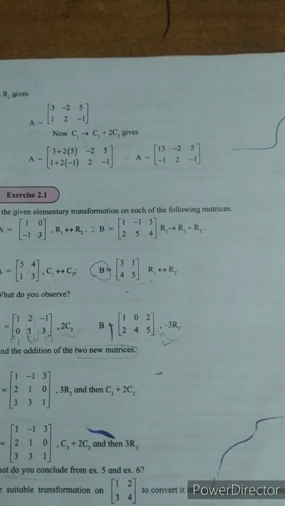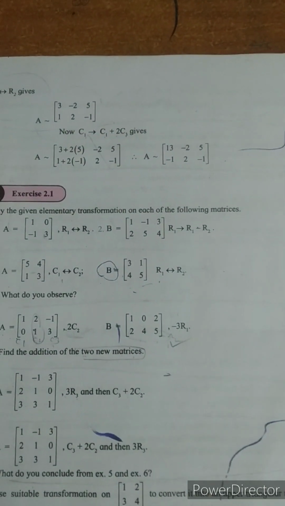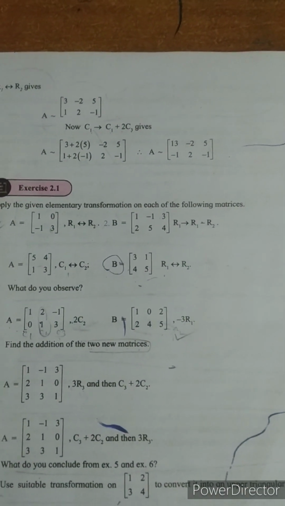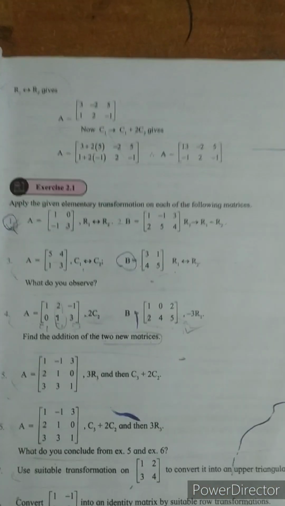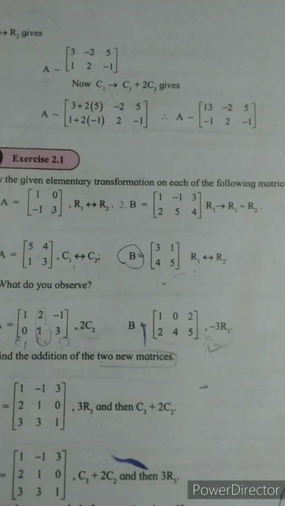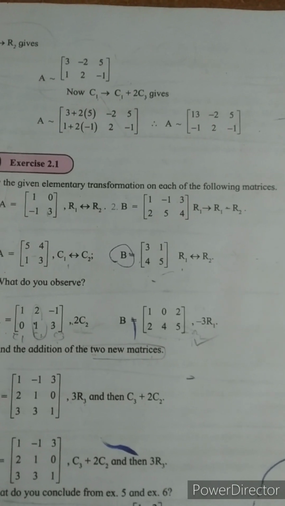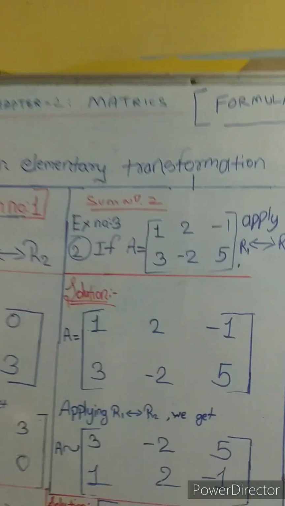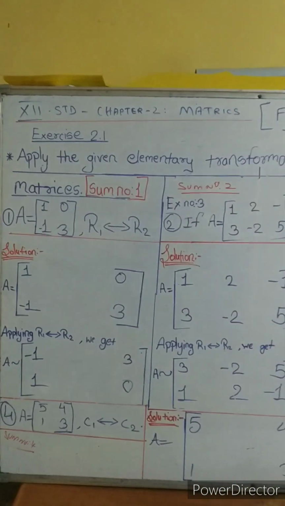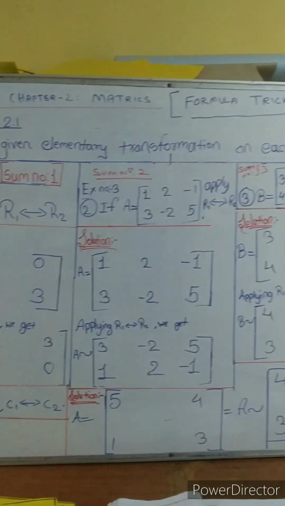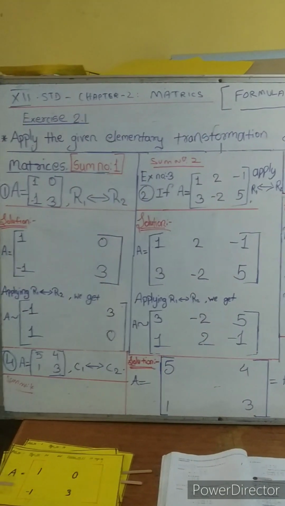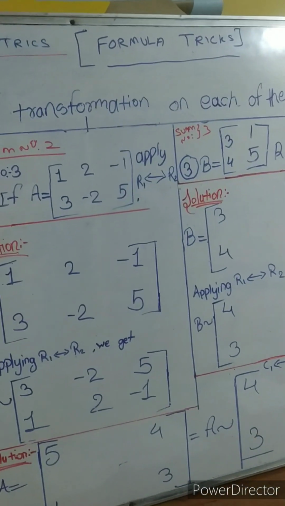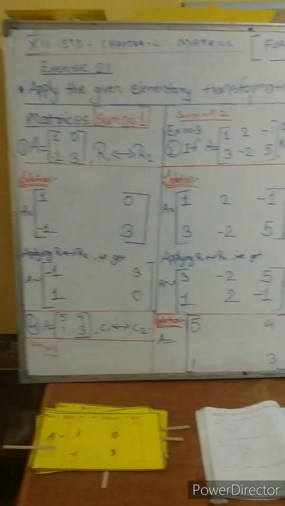Here, exercise 2.1, elementary transformation on each of the following matrix. The same sum, A equal to [1, 0; -1, 3], R1 transformations R2, I have written on the board. Exercise 2.1, apply the given elementary transformations to each of the following matrix. Here we have to apply the formula tricks in matrix chapter number 2.